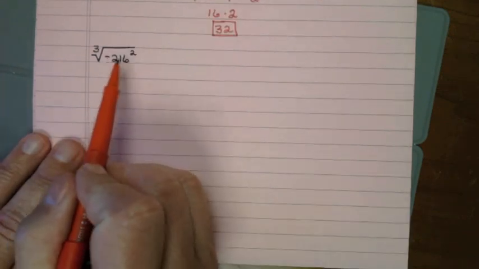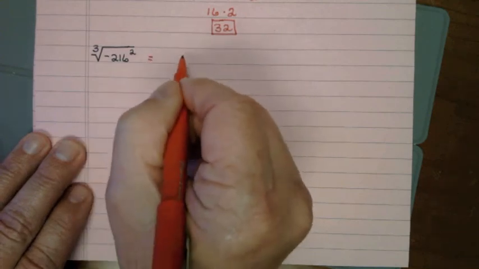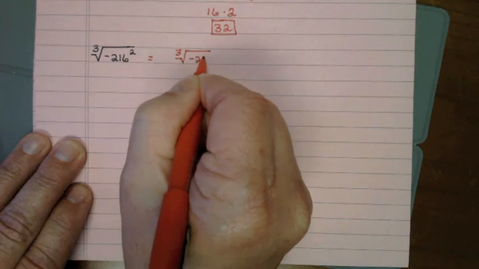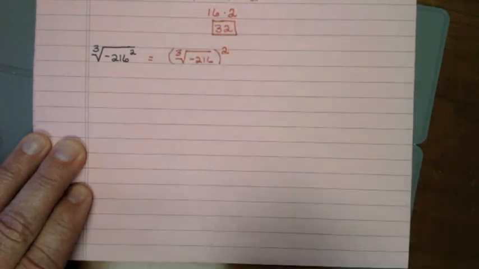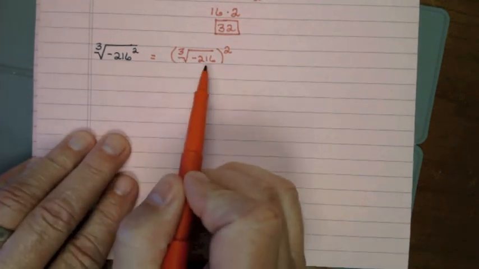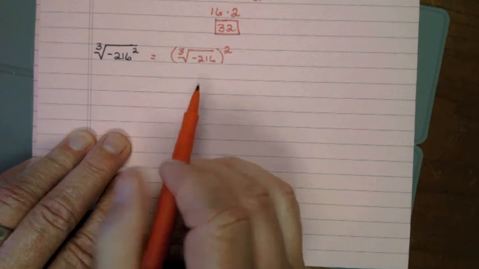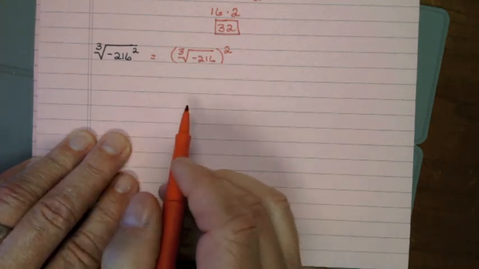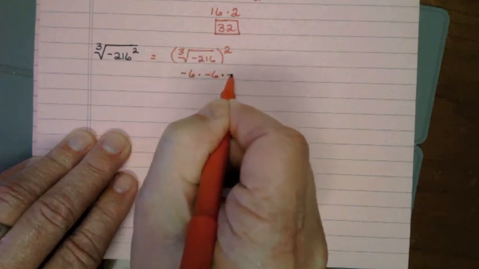This is another one that I need to rewrite to where there's parentheses. The cube root of negative 216, and then on the outside of it, I'm going to square it. I need three numbers that are exactly the same that multiply together to give me negative 216. Notice it says negative, so the numbers that I multiply together have to be negative. Negative 6 times negative 6 times negative 6.